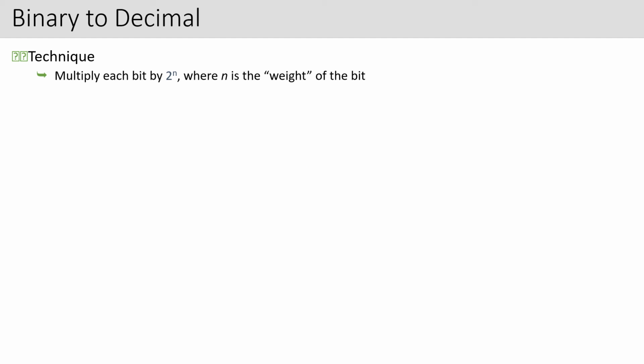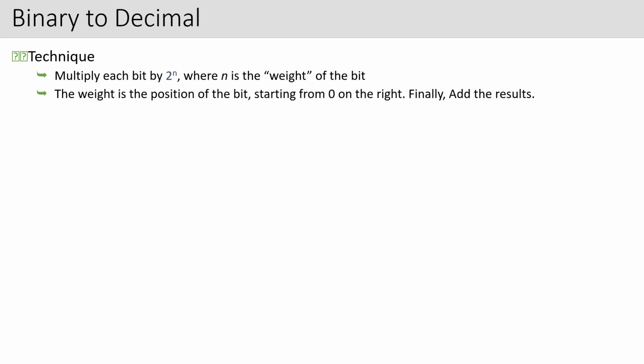So n is the weight of the bit. You'll have to multiply bit by bit, and this will become more clear. The weight is the position of the bit starting from 0 on the right. From the right side to the left side, you proceed, multiplying by the position of the bit starting from 0 on the right. Finally, you go on adding the result. The technique will become more clear when I talk about one example.